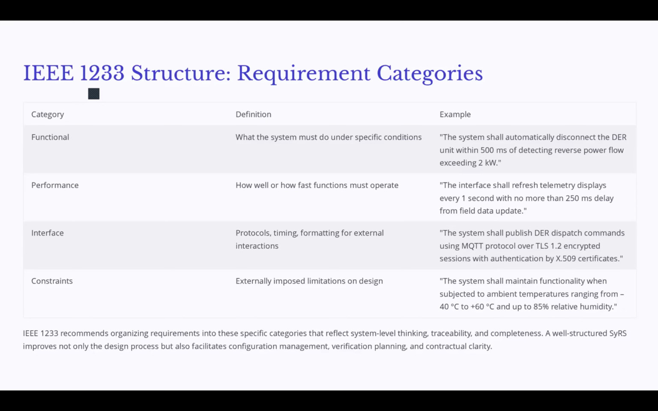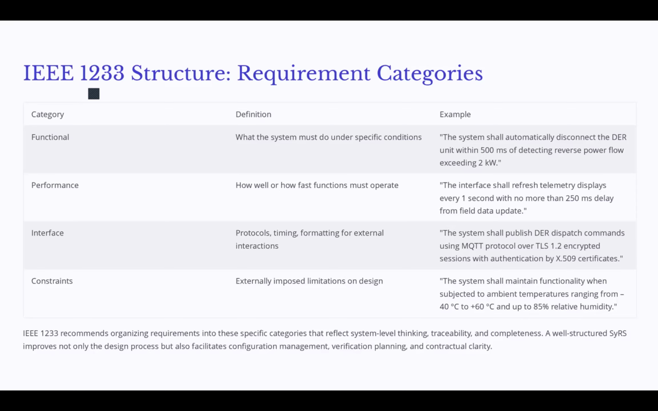One example of a requirement in this category is that the system shall publish DER dispatch commands using the MQTT protocol over TLS 1.2 encrypted sessions with authentication by X.509 certificates. So you see how precise the requirement is. It exactly defines the protocols and the conditions of the communication between the interface, the control system, the actuator, and the whole subsystems.